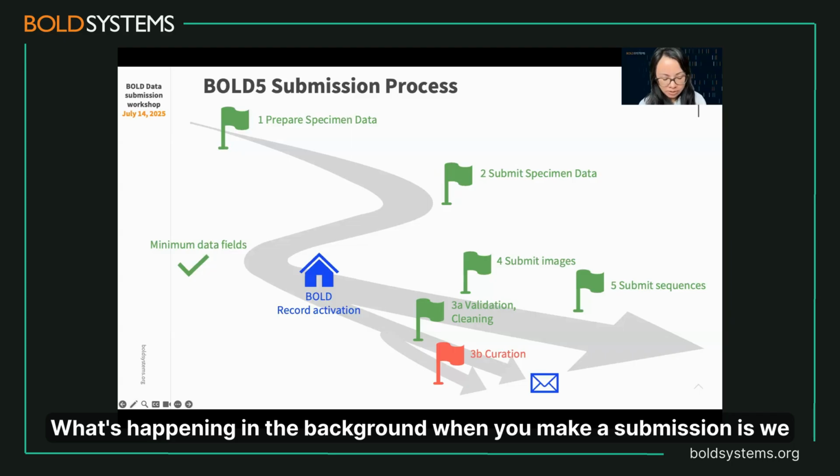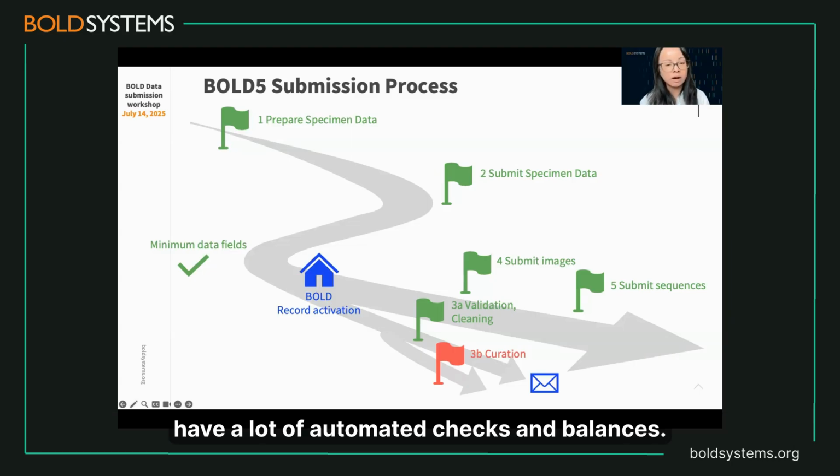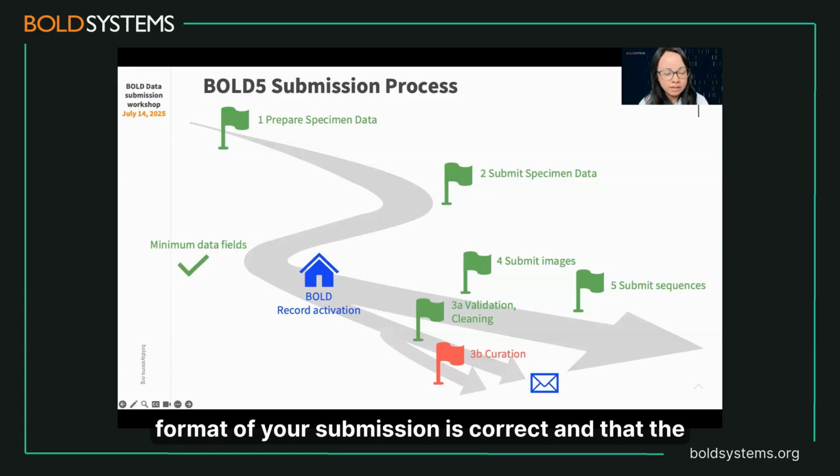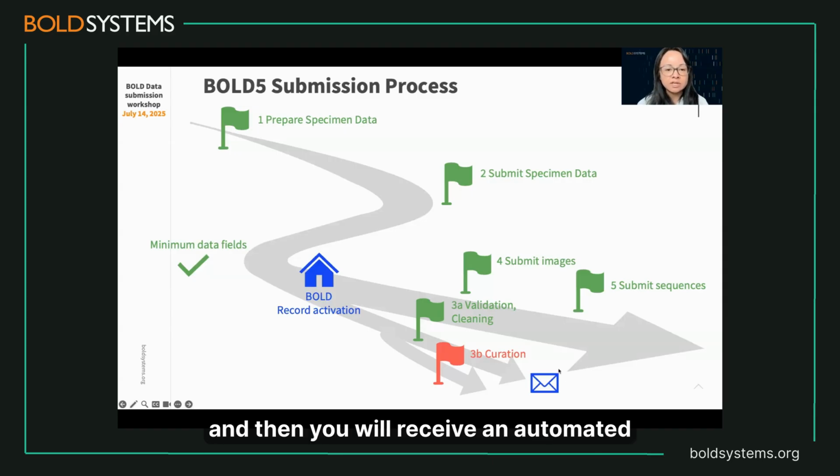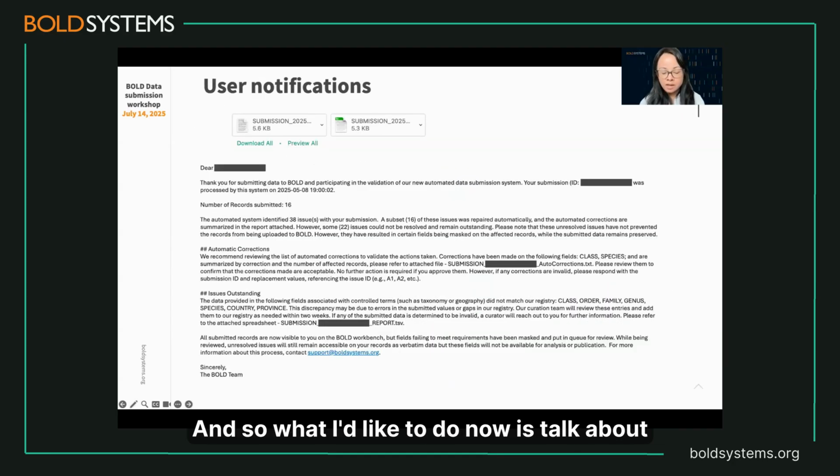What's happening in the background when you make a submission is we have a lot of automated checks and balances. We're just making sure that the format of your submission is correct and that the expected content in each different field type is what we would anticipate. And then you will receive an automated email message once those automatic checks have been done. And in the background, the curators may also need to get involved to finalize the little bits of the submission. And so what I'd like to do now is talk about the structure of the messages that you're receiving.